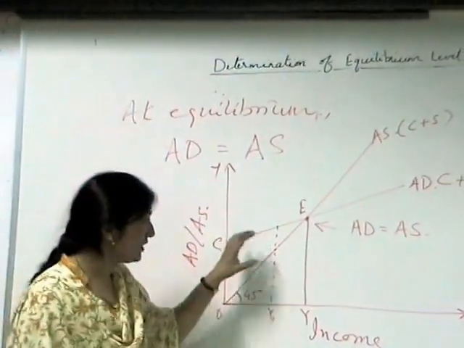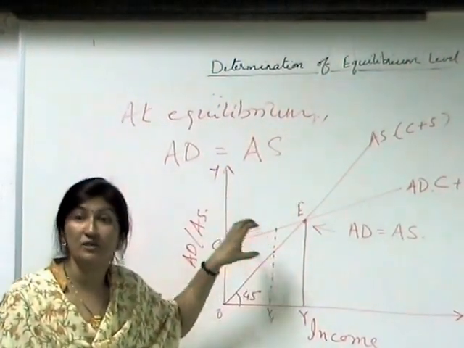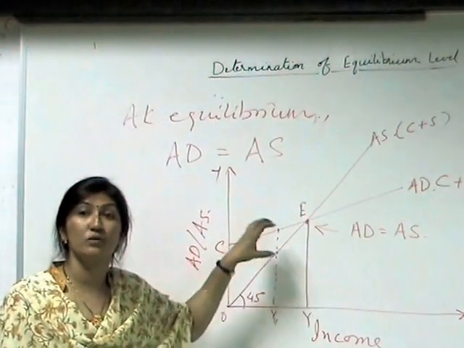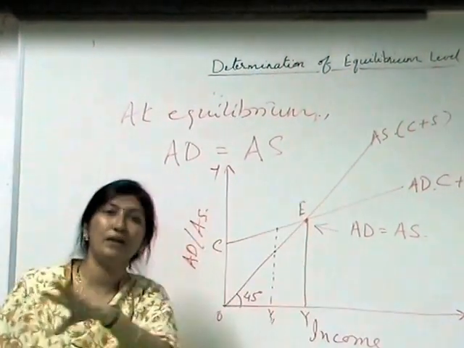Okay, true. But what is the actual situation here? Why does this position not remain as an equilibrium? Meaning, why does this situation not exist? Why does this not happen in the economy? Why do we find equilibrium only at E?